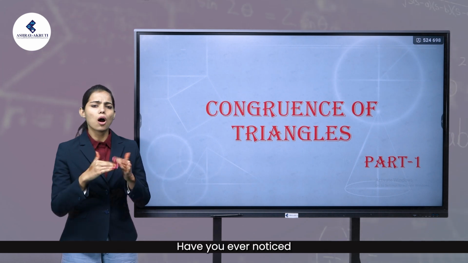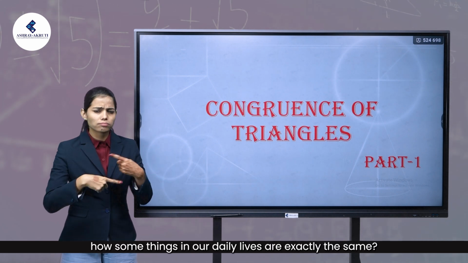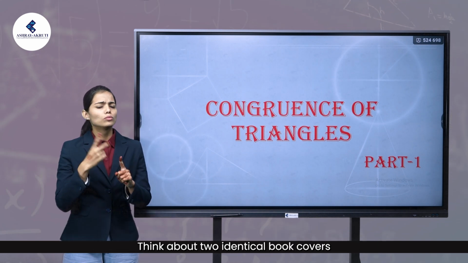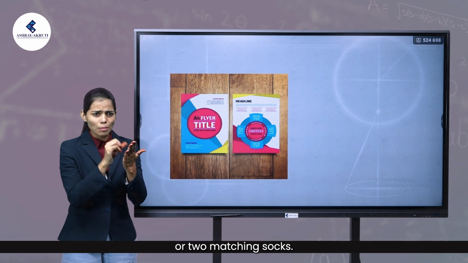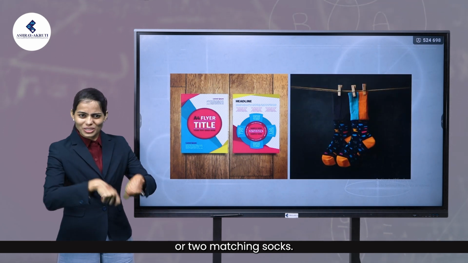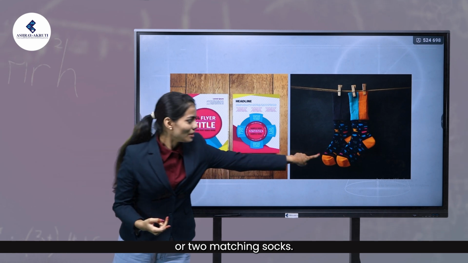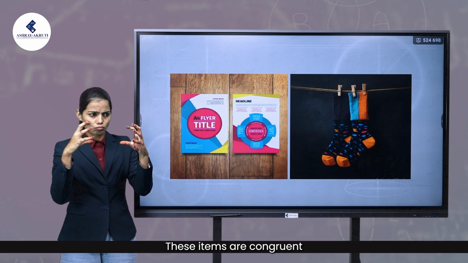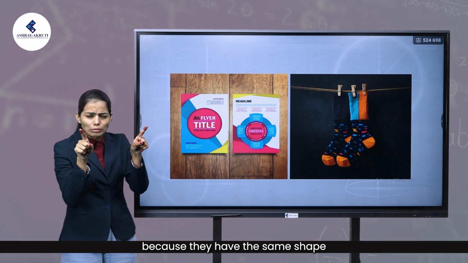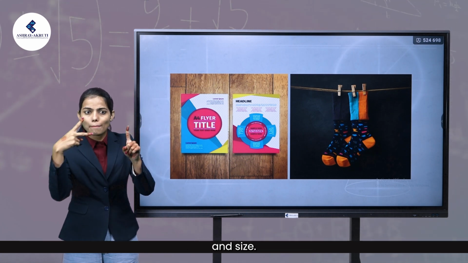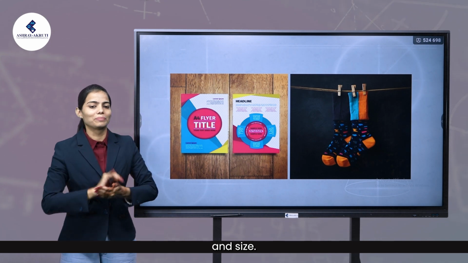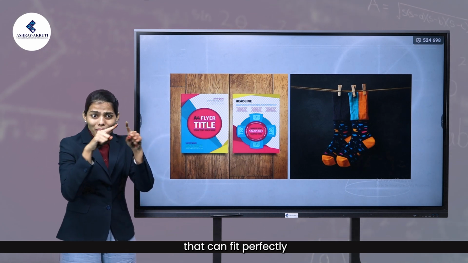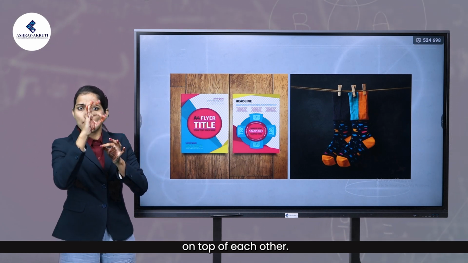Children, have you ever noticed how some things in our daily lives are exactly the same? Think about two identical book covers or two matching socks. These items are congruent because they have the same shape and size. In geometry, we use the word congruent to describe figures that can fit perfectly on top of each other.